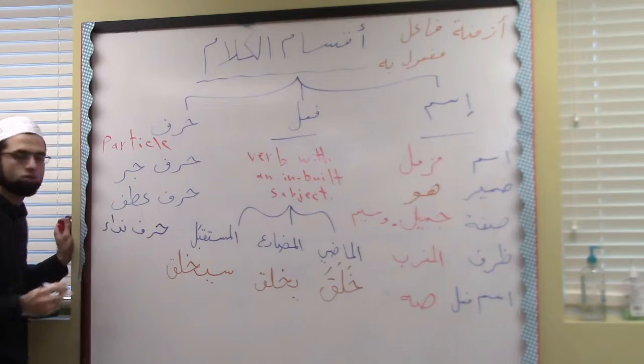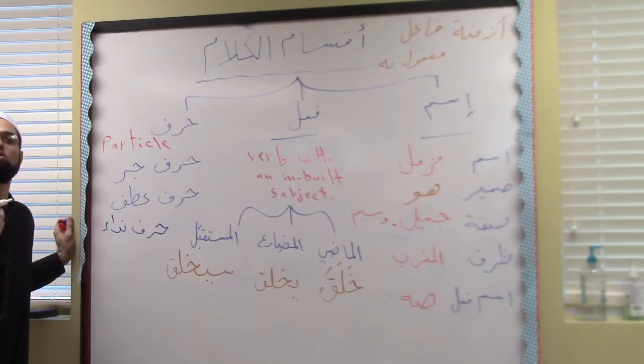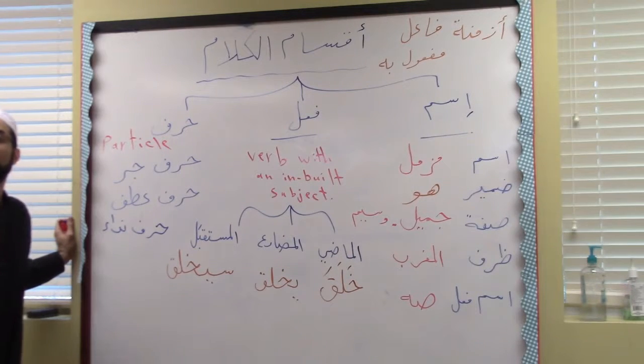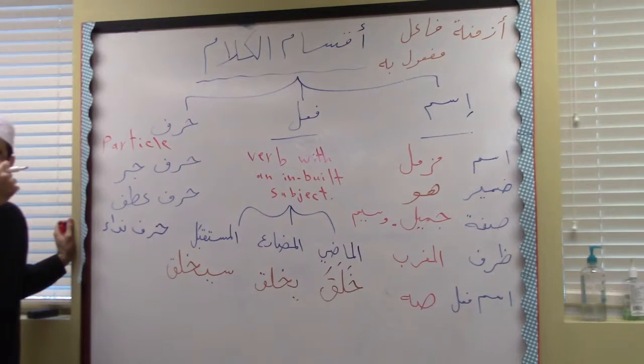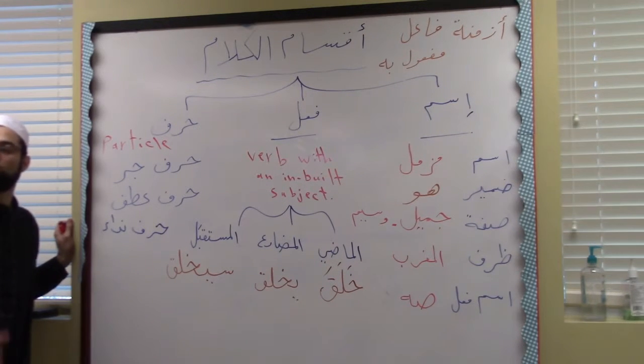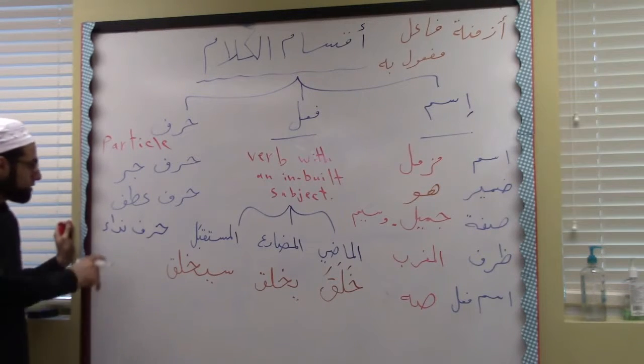Harf nida means the particle that you use to call someone, which is what in Arabic? Ya. Ya Ahmad. Or A. A also is for nida. I thought A was for asking a question. No, that's for both. For example, A usually is for the near, and Ya is for the far. For example, Ya Bunayya means oh my son. So this is harf nida.